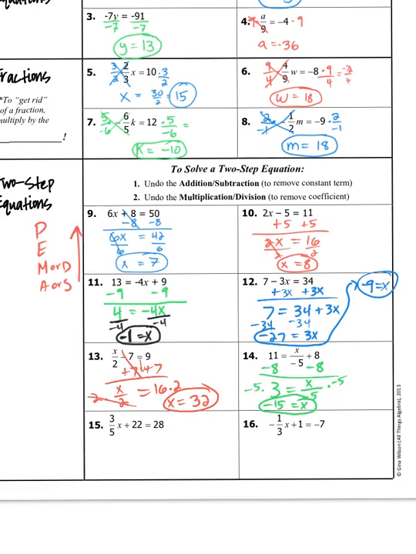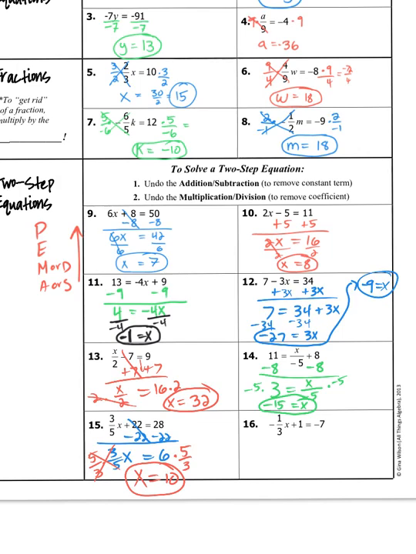Alright, undo subtraction first, minus 22, I'm left with 3/5 x equals, those cancel out, 28 minus 22 is 6. Undo that fraction. Remember, we multiply by the flip, so multiply by the reciprocal. 5 times 5, divide by 3. Cancel, cancel. Times 5, divide by 3. X equals 6 times 5, 30, divided by 3 is 10.